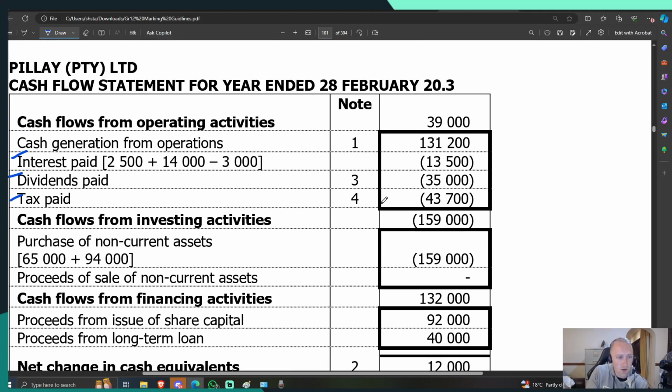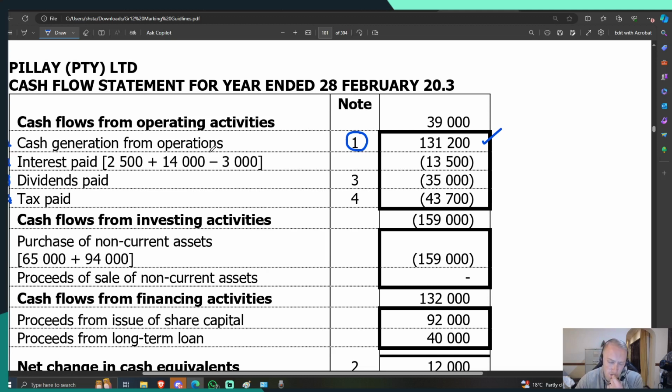Here is our cash flows from operating activities up here. It's the first of the three cash flows that we're working out. And there are these four things, 1, 2, 3, 4. And we've just finished working out the first one. We used note 1, that reconciliation note. And the cash generated from operations was 131,200. Now we have to minus the interest paid for the year.